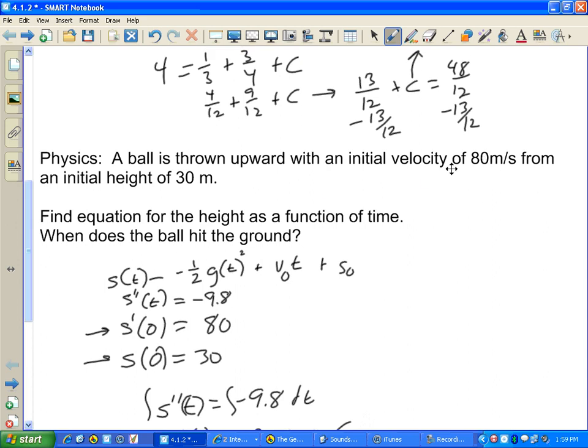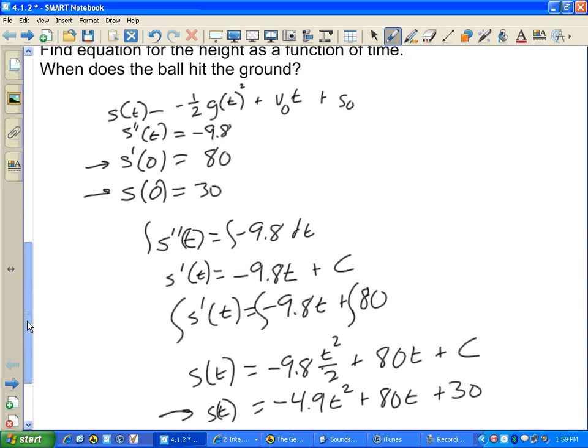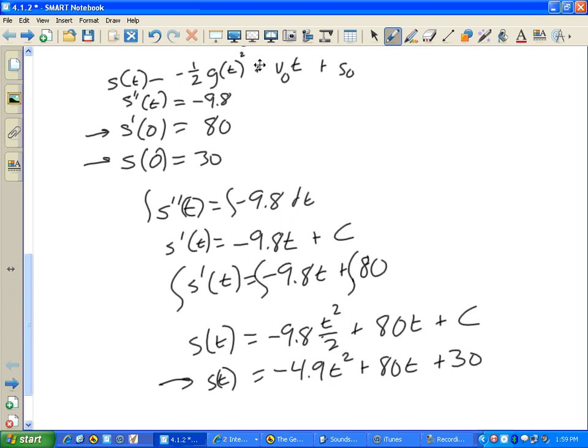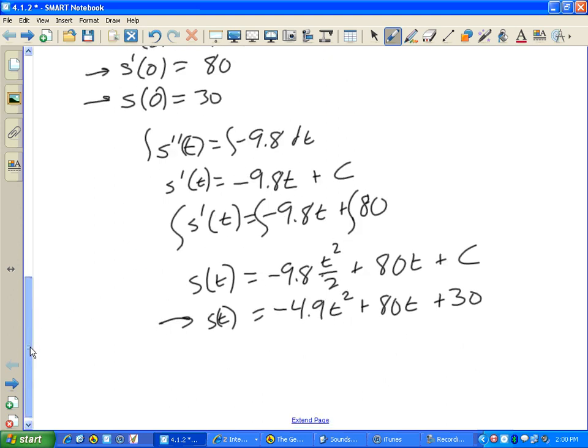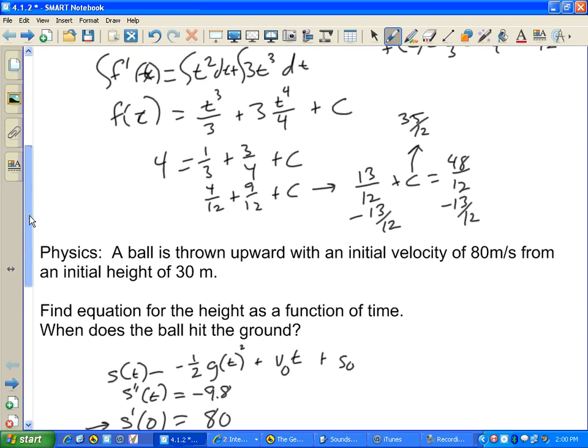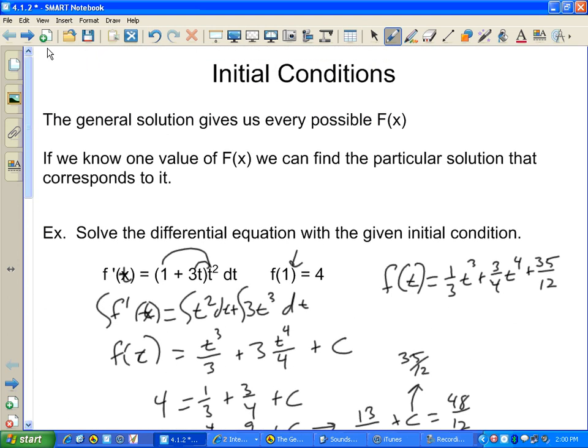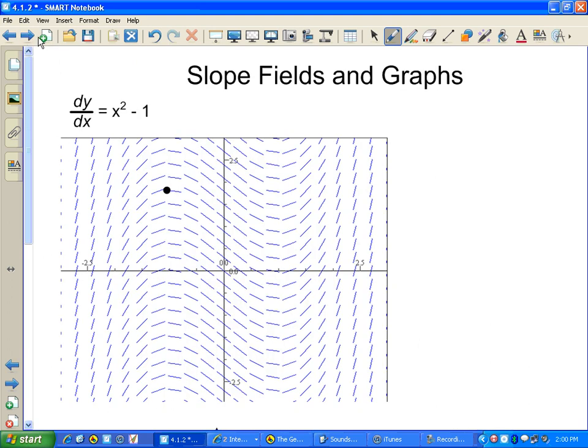It has an initial velocity of 80. If we compare it to what we should have, negative 1/2 gravity, which is what I have, t squared plus the initial velocity 80 t plus initial position 30. So that's how you can use initial conditions to get specific equations that meet initial conditions.